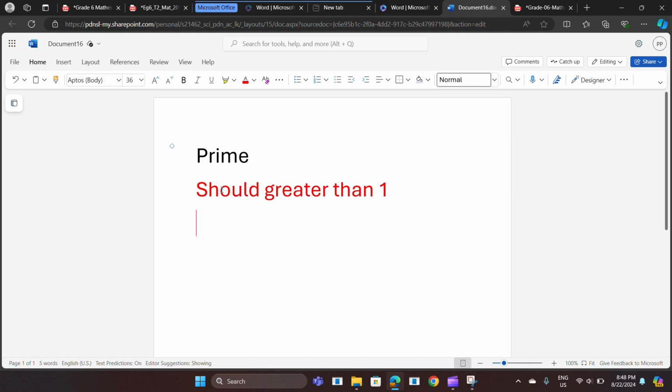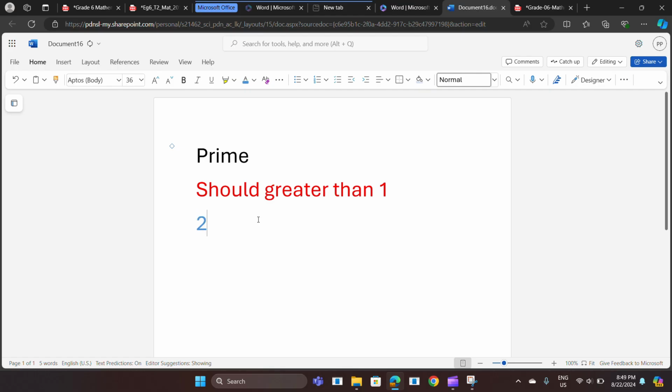Okay, let's take 1 as an example. What are the numbers that divide 1? It is only 1. 1 has only one number that can divide it without a remaining balance. So 1 is not even a prime or composite. Let's talk about it later.